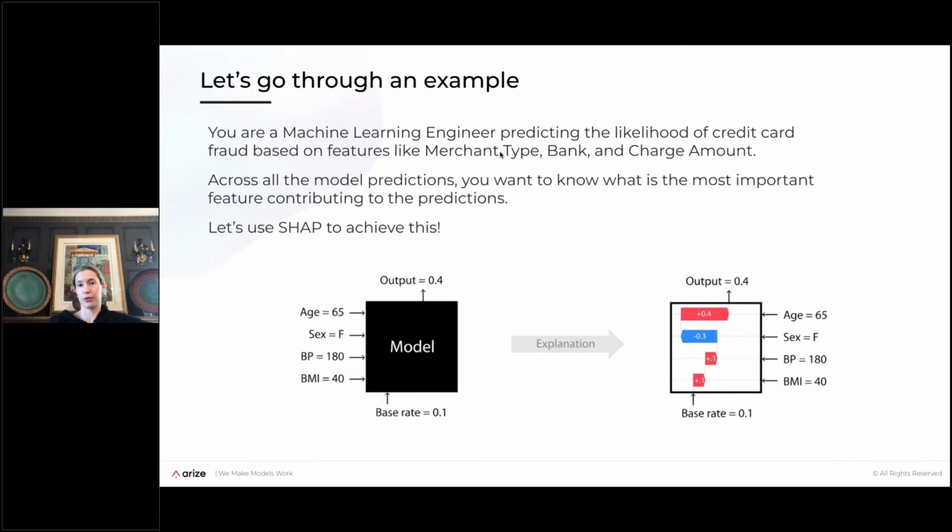We're actually going to go through an example together. Let's say that you are a machine learning engineer predicting the likelihood of credit card fraud, and you have features like merchant type, bank, and charge amount, and across all the model predictions, you want to know the most important feature that's contributing to those predictions. So we're going to use SHAP and go through this.